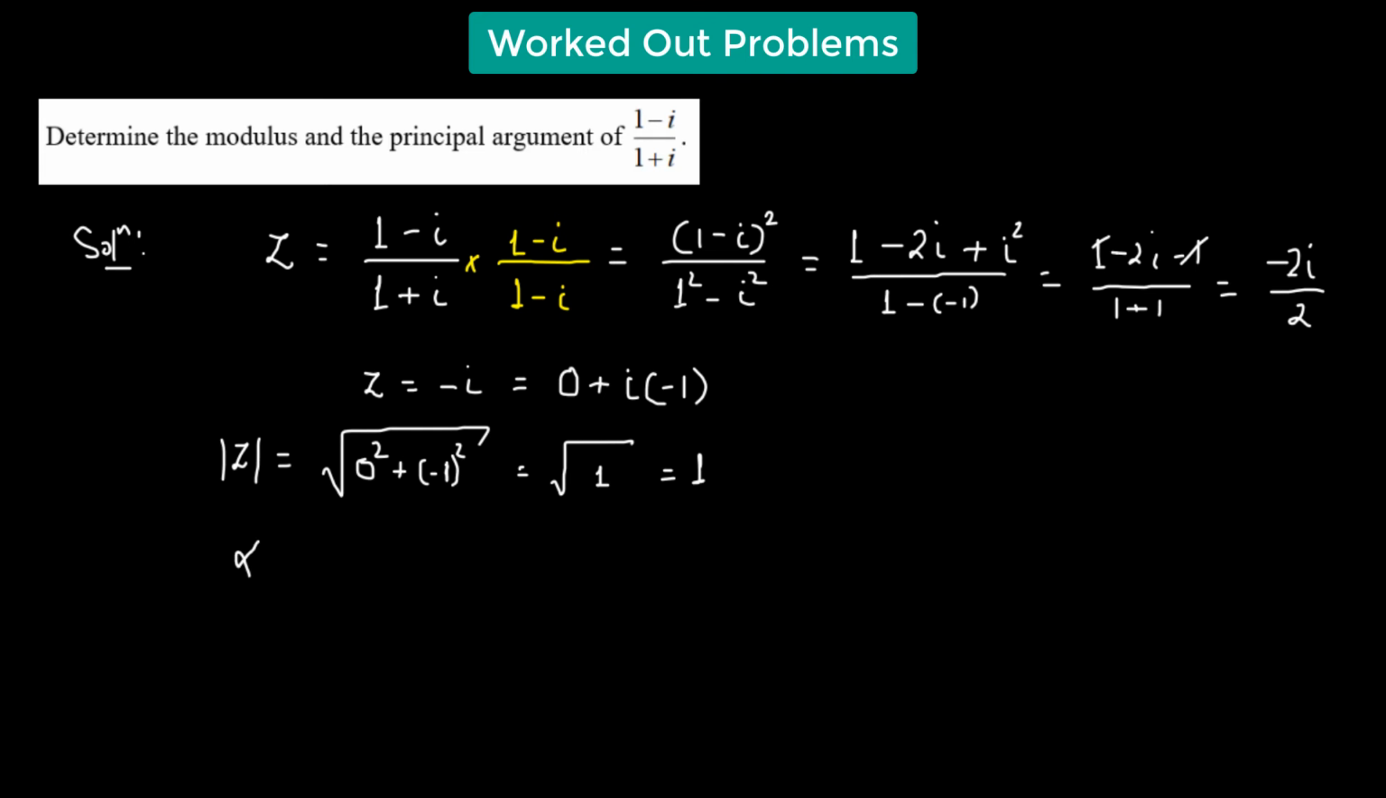Then we try to find the acute angle alpha, which is tangent inverse of the absolute value of the imaginary part divided by 0. Now we know that negative 1 divided by 0 is going to be undefined.